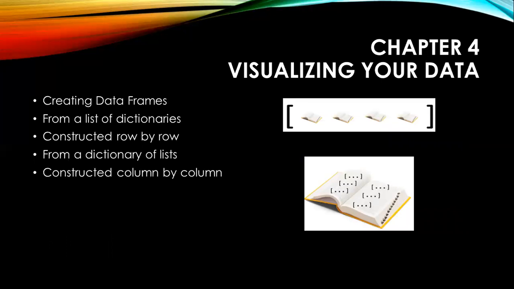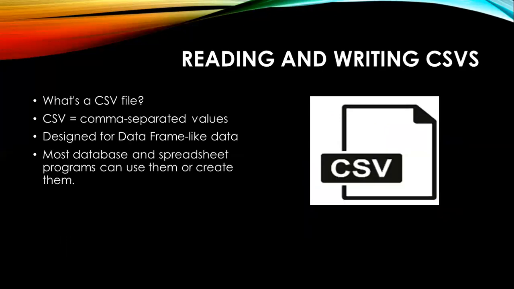Chapter 4, visualizing your data. Creating data frames from a list of dictionaries, constructed row by row, and from a dictionary of lists, constructed column by column. Reading and writing CSVs. What is a CSV file? CSV equals comma separated values, designed for data frame like data. Most database and spreadsheet programs can use them or create them.